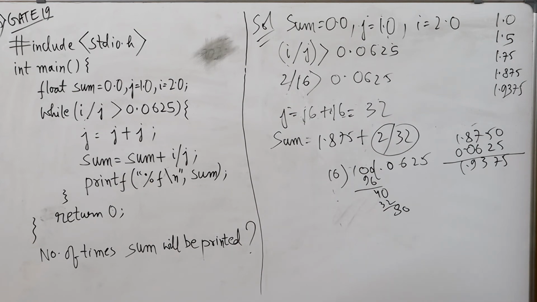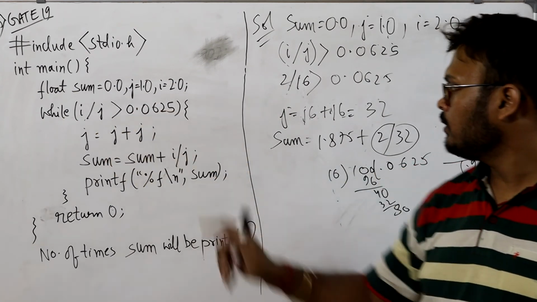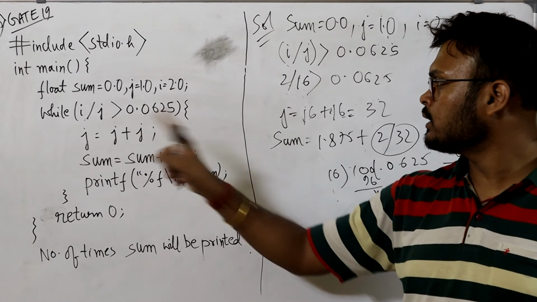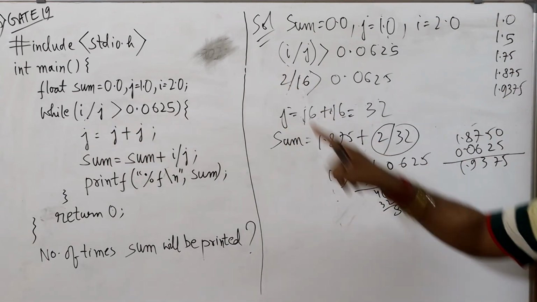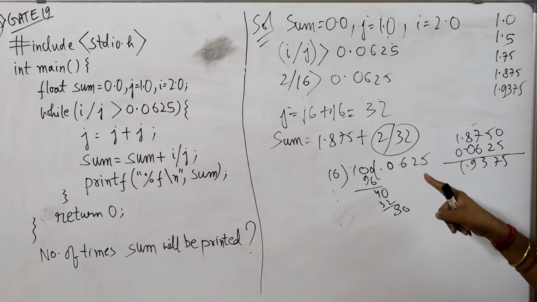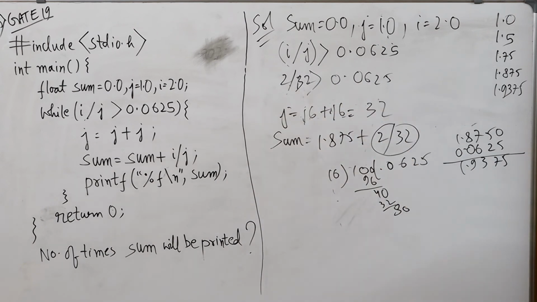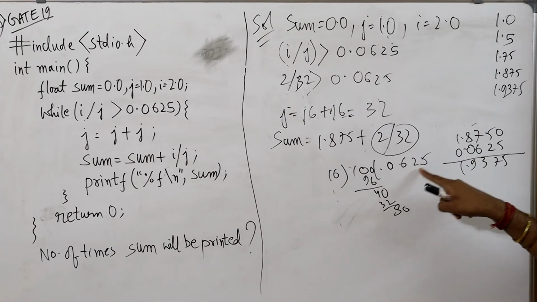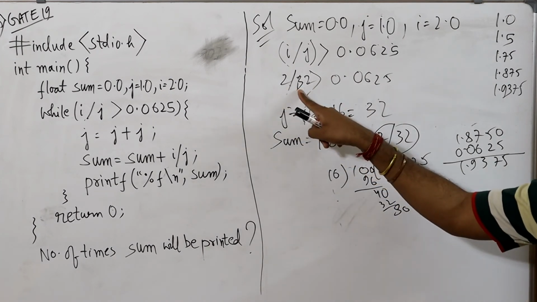So now again come here. Let's check the condition i by j. Since now you see the value of sum is printed here, now again come here and check the condition i by j. What is the value of i? The value of i is 2. And what is the value of j? The value of j is 32. Fine. So 2 by 32. What is 2 by 32? Just now we have calculated the value of 2 by 32 as 0.0625. Okay.